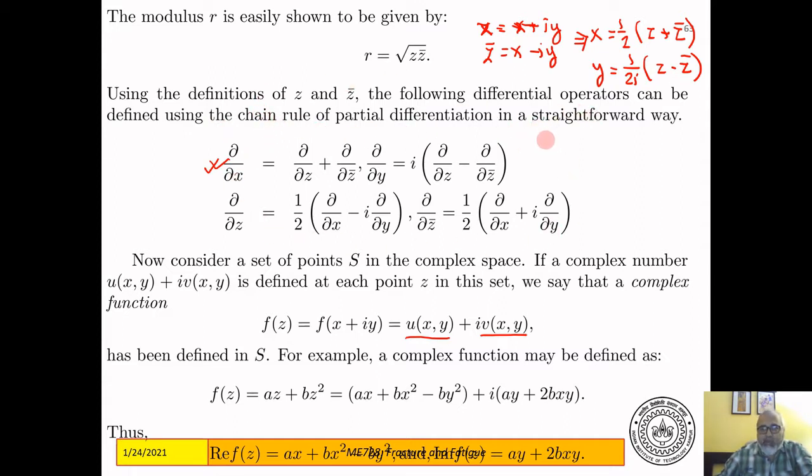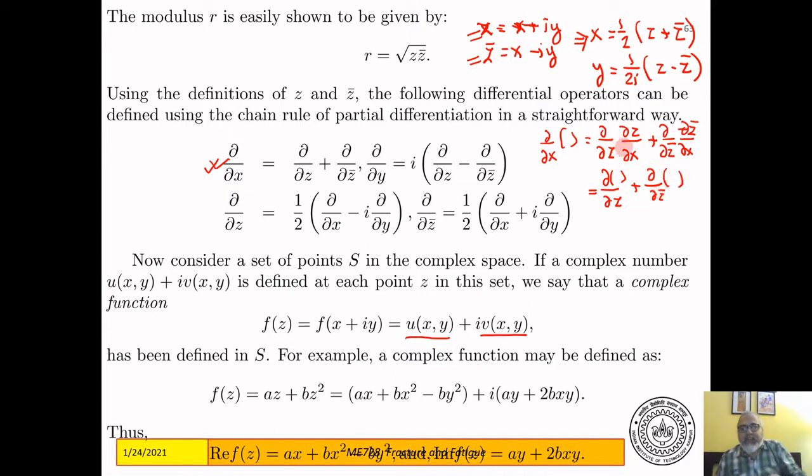They'll keep coming back. So if you now want del x of something, that would be del z of it times del z del x, plus del z bar of it times del z bar del x. But from here, del z del x and del z bar del x are both equal to 1. So del x of something can be written as del z of the same thing plus del z bar of the same thing. So this is how del x can be written. Similarly, del y.